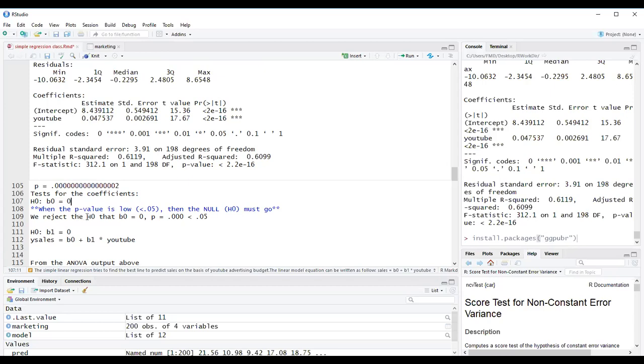As I said, when the p-value is low, when we say low, it's less than 0.05, then the null must go. We have to let go of this, which means we reject that null hypothesis that B sub 0 is equal to 0. P is equal to 0.00, which is less than 0.05. Okay? Clear, everyone?